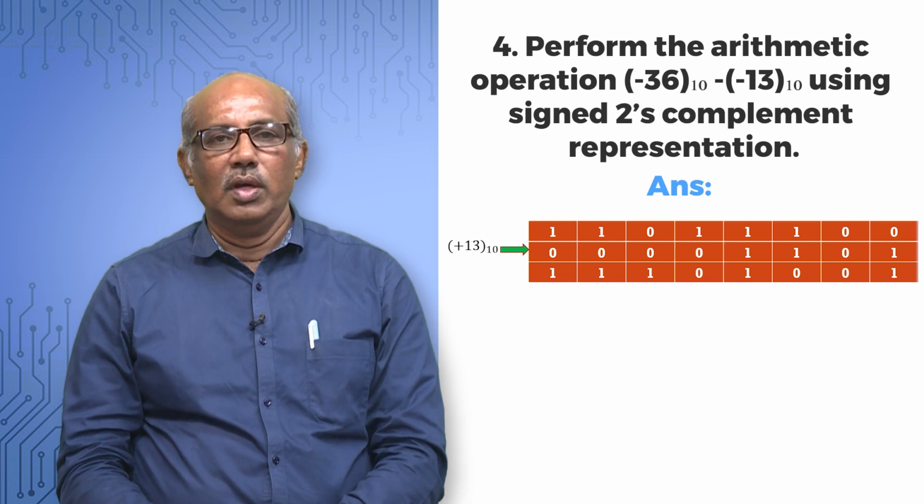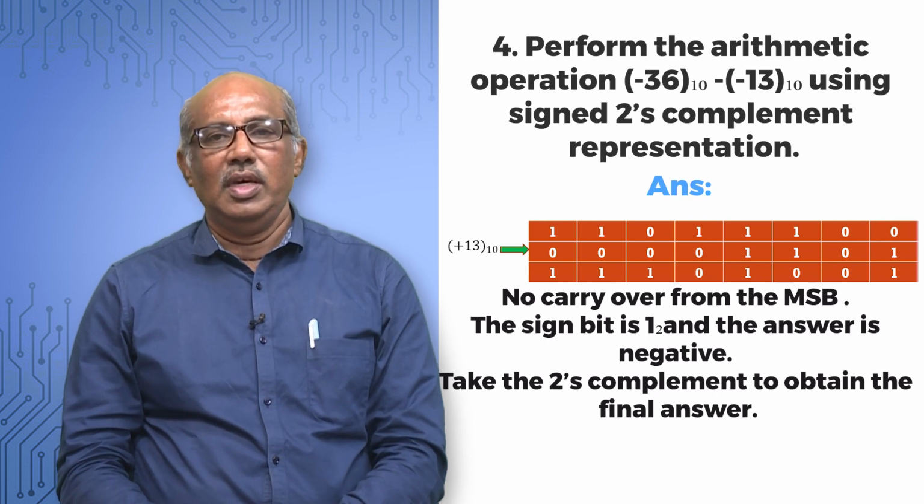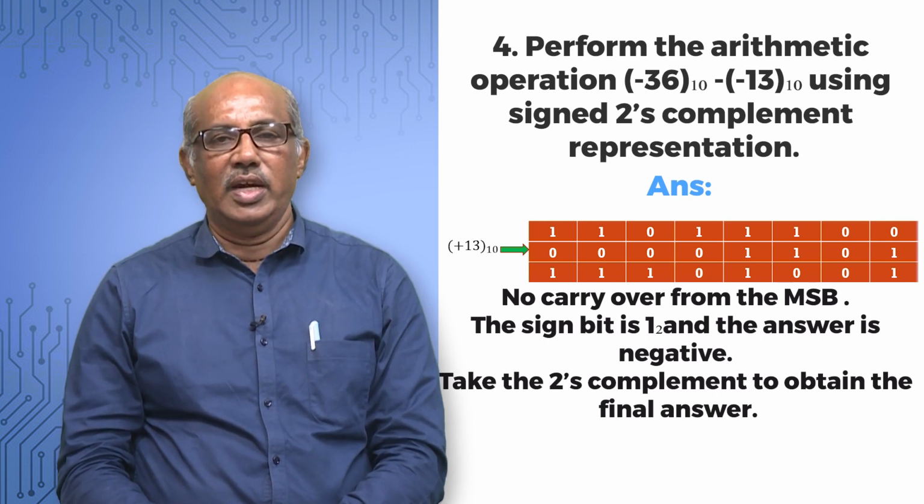So, therefore, we add the binary numbers minus 36 and the binary number plus 13. The result which we obtain, starting from the most significant bit, is 1 1 1 0 1 0 0 1. You can see that there is no carryover from the most significant bit. The sign bit is 1 and the answer is negative.